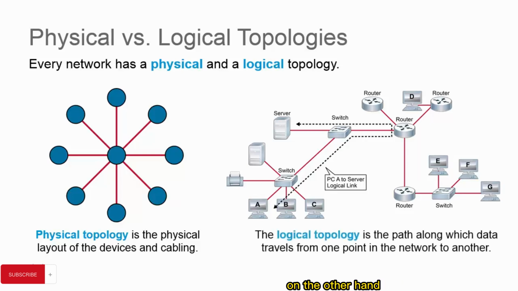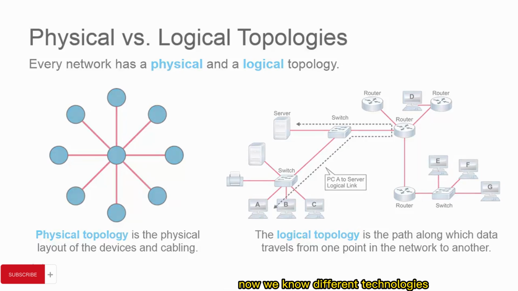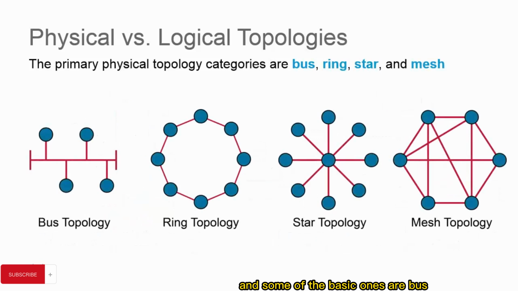The logical topology, on the other hand, defines the logical path on which the data will travel from one point to another. Now we know different topologies, and some of the basic ones are bus, ring, star, and mesh. Let's take a look at each of them.